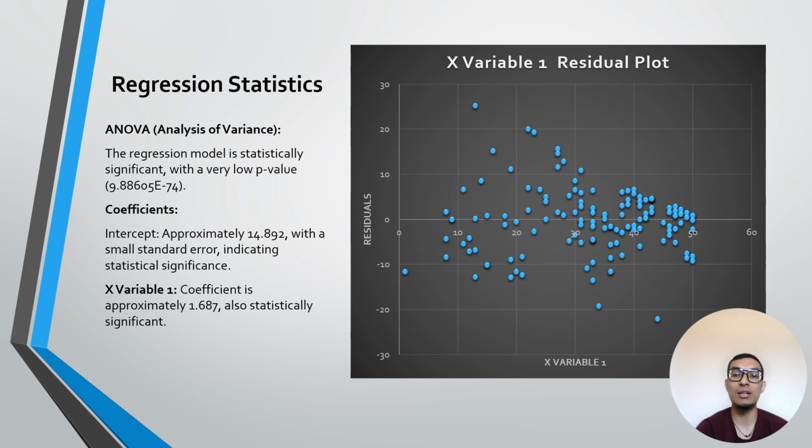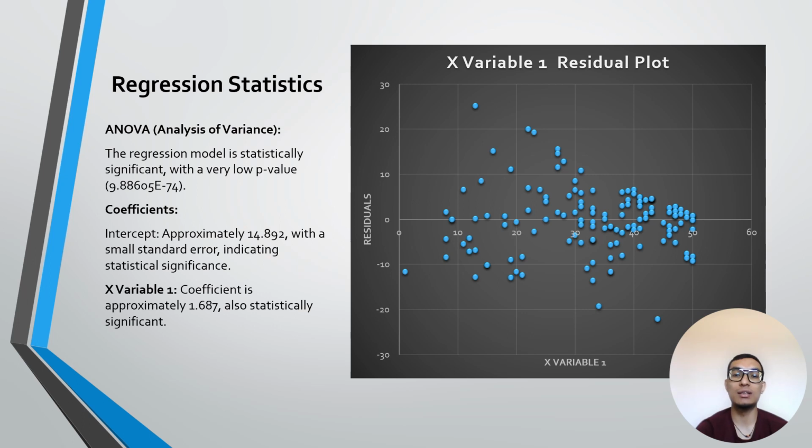Now let's turn our attention to the coefficients. The intercept has a value of approximately 14.892, and it's noteworthy that it comes with a small standard error, suggesting its statistical significance. The intercept represents the value of our dependent variable when all independent variables are set to 0. As for x variable 1, its coefficient is approximately 1.687.